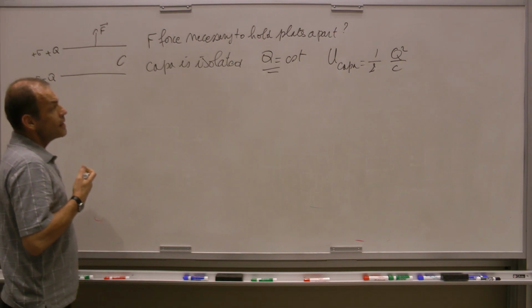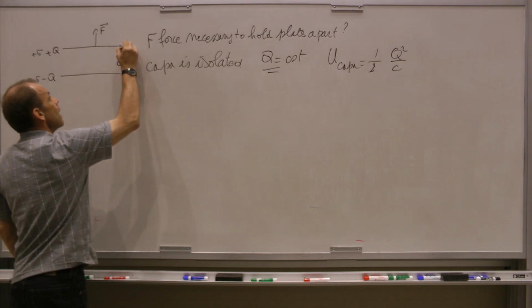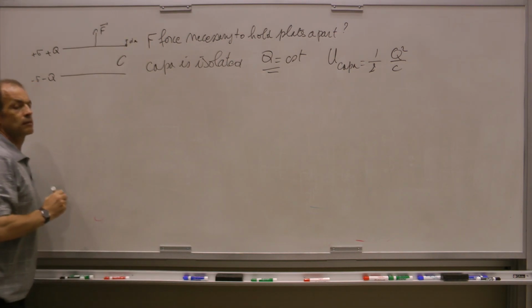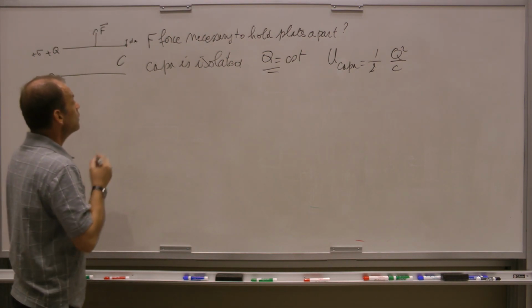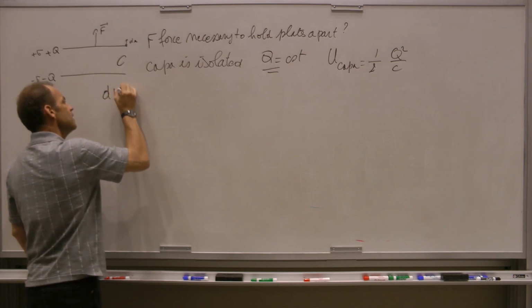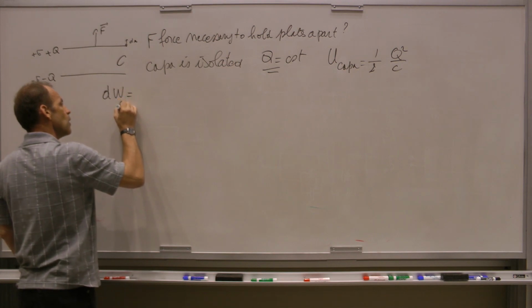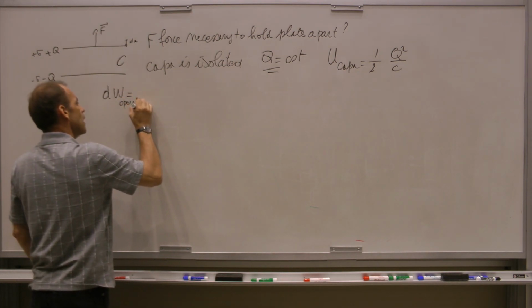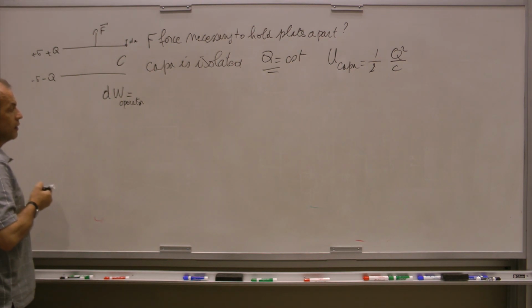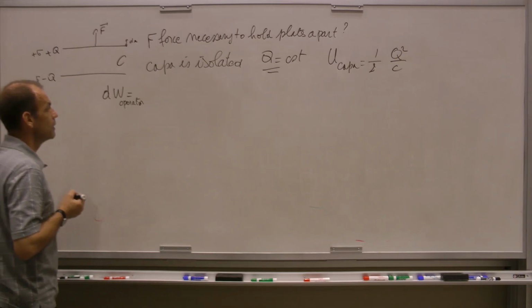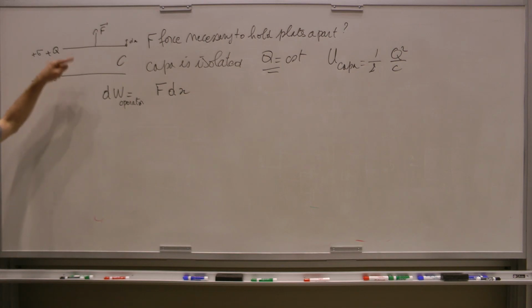And then I'm going to say, what if I were to move this plate by a small amount dx? That's a classic method to solve these problems. I'm going to calculate the elemental work dW that the operator does. So I'm going to say dW of the operator, to remind you that this is the external force acting on the capacitor. It's the work that it performs that we're calculating. Well, it's going to be equal to F dx, the product of the force times the displacement.